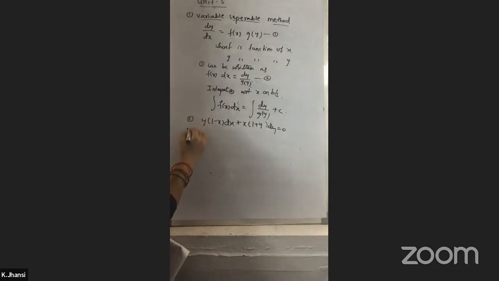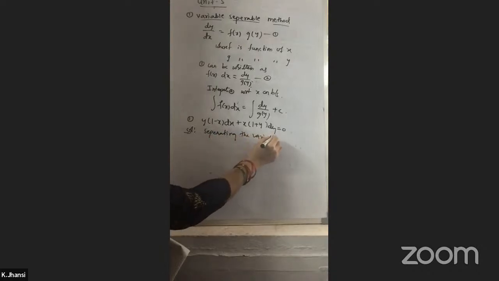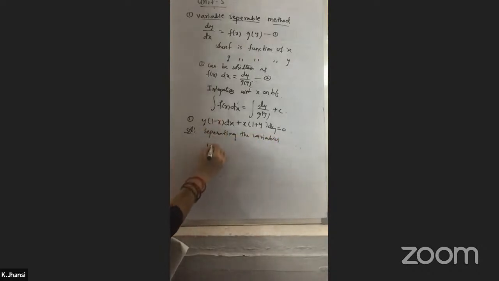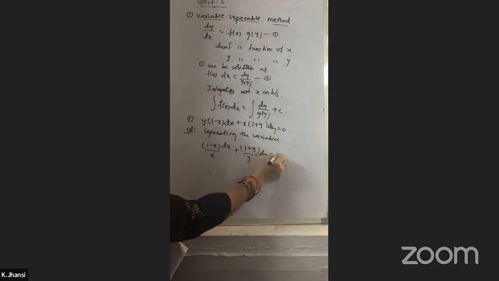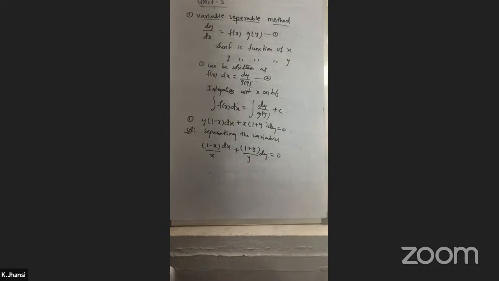Separating the variables: 1 minus x. For the variable whose differential term we have, you keep it like that only. Here also 1 plus y dy is there. Just interchange this to here. So dx by x, this x we have brought into the denominator, plus 1 plus y by y into dy equals 0. If you cross multiply again, you will get the same one.